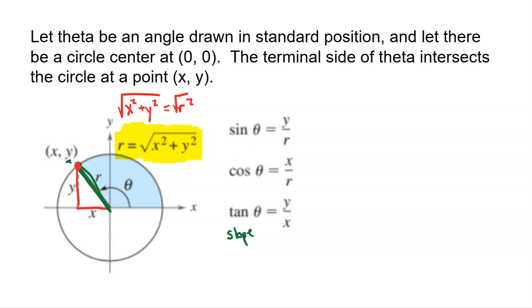Keep that in mind. So at the end of the day, the treasure hunt is trying to find this point right here, (x, y). To find the x, we need cosine. To find the y, we need sine. And then we can also use tangent to understand the slope of that terminal ray.